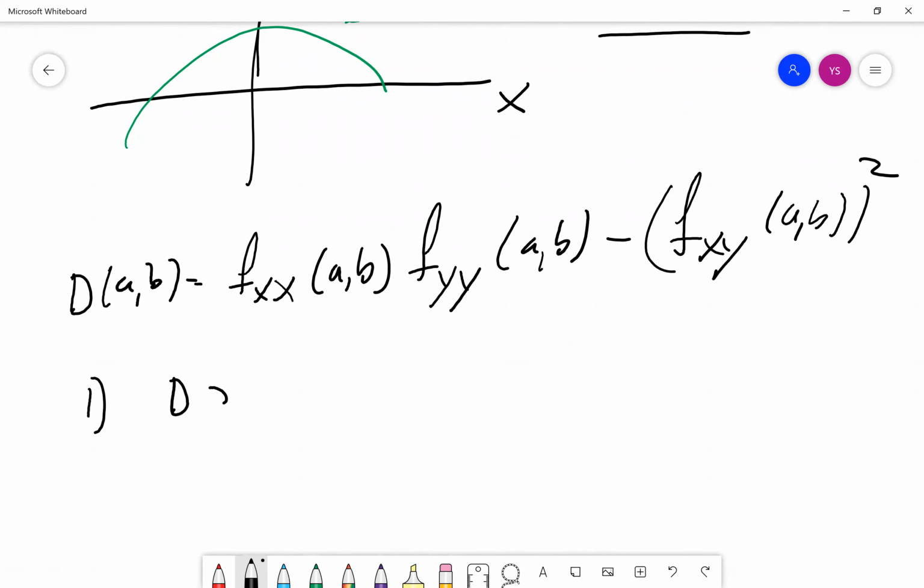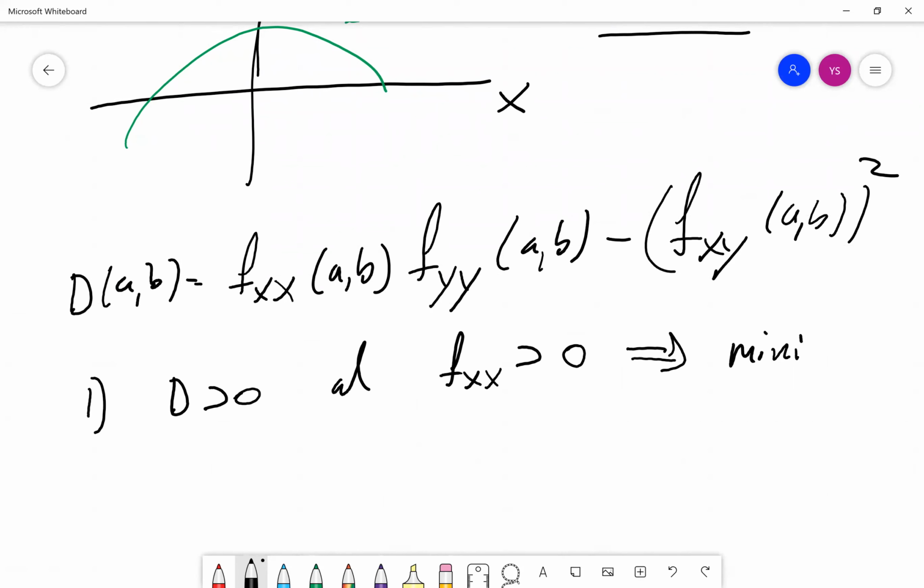Okay, so 1. If D is bigger than 0, and the second partial of f with respect to x is also bigger than 0, then this implies you have a relative minimum.